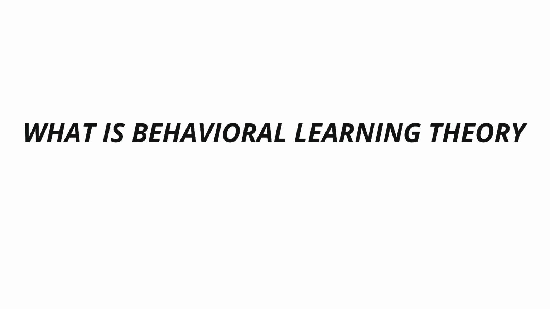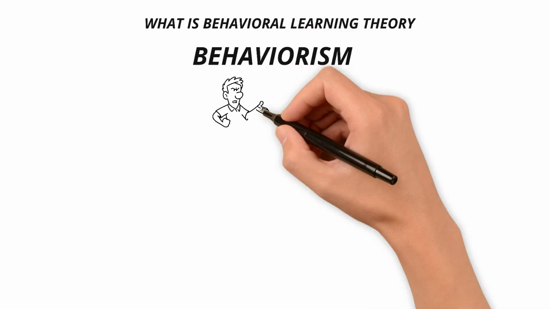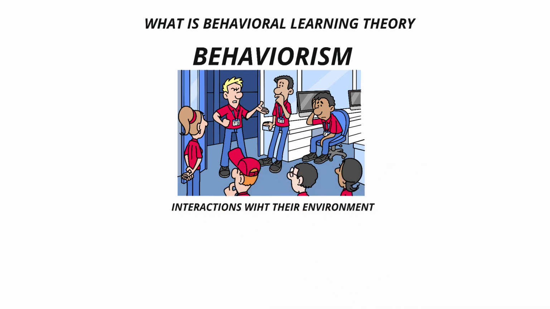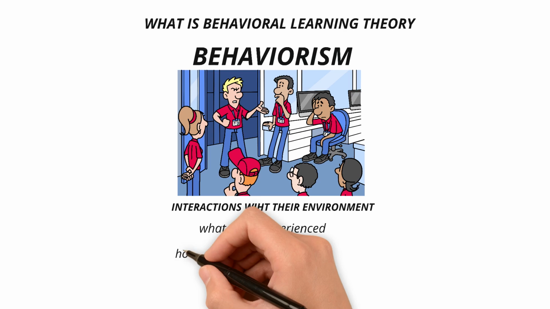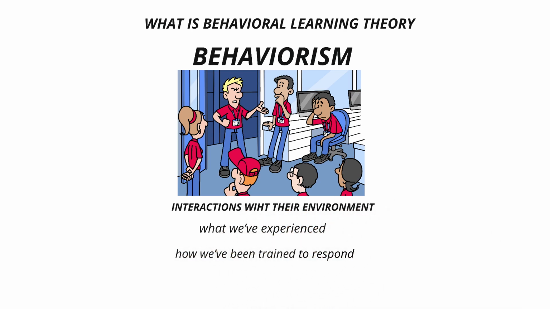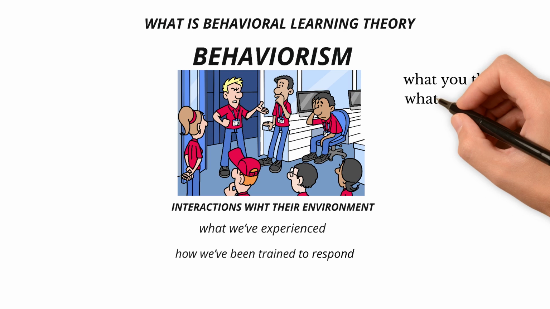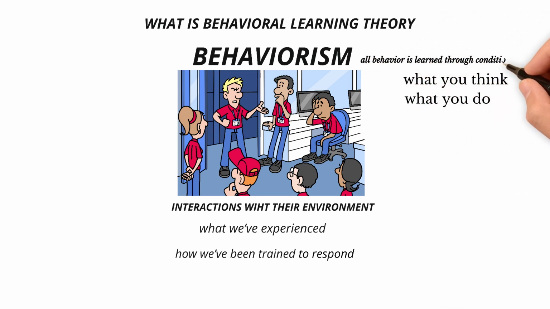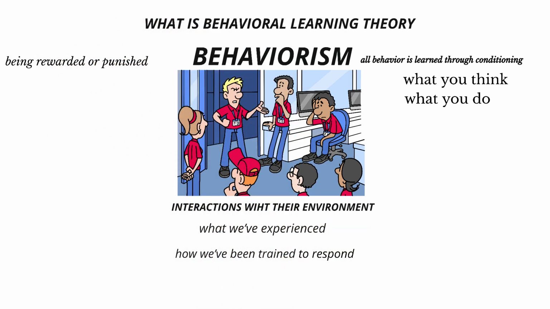What is behavioral learning theory? Behavioral learning theory, also known as behaviorism, focuses on how people learn through interactions with their environment. In simple terms, we behave the way we do because of what we've experienced and how we've been trained to respond. According to this theory, learning is not about what you think, it's about what you do. Behaviorists believe that all behavior is learned through conditioning, either by being rewarded or punished.